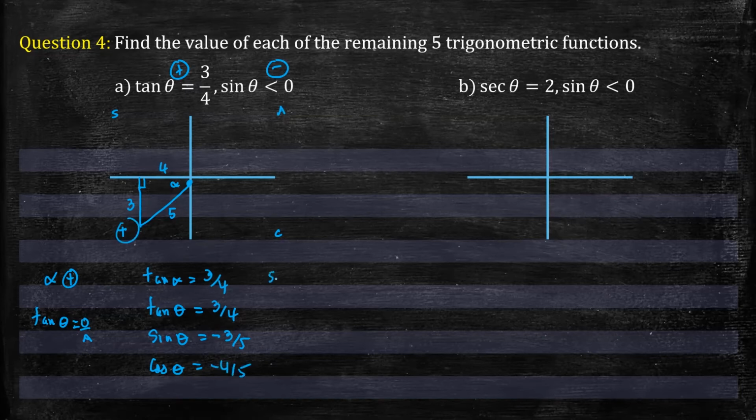And then we can do sec theta, which is the reciprocal of cos theta. So negative 4 on 5 is cos theta. So this will be negative 5 on 4 for sec theta. Cosec theta. Cosec is the reciprocal of sine. So that would be negative 5 on 3. And cot theta is the reciprocal of tan theta. So this will be 4 on 3. So those are your 5 other ratios.